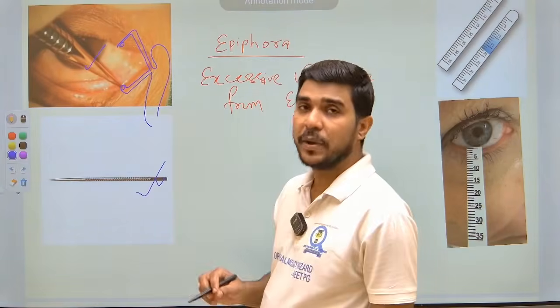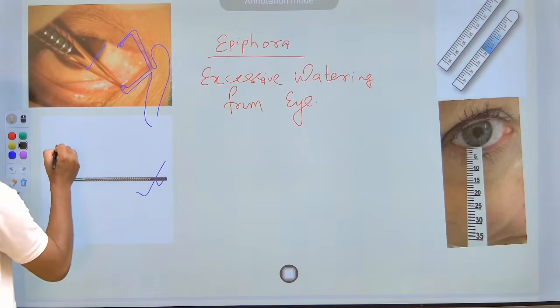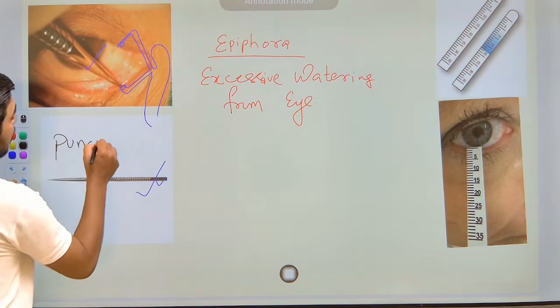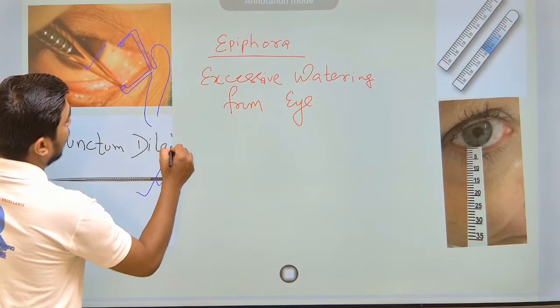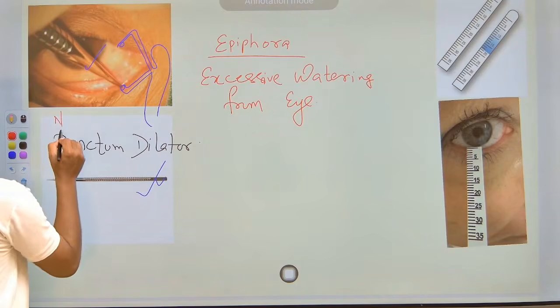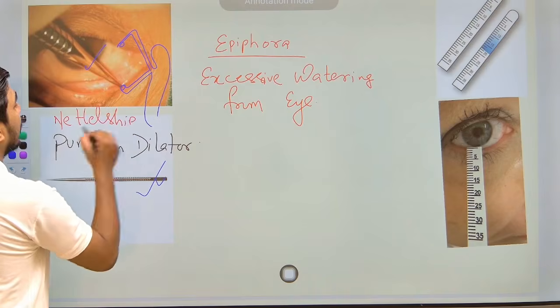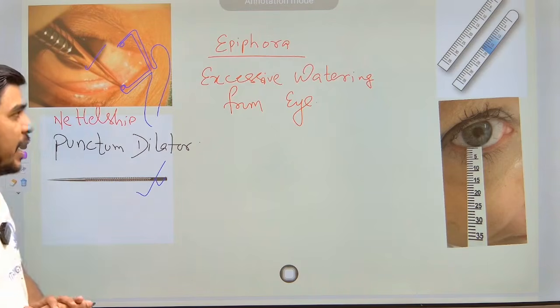What is this instrument? This is called punctum dilator. What is the name, full name? Nettle-Sip punctum dilator. So it becomes Nettle-Sip punctum dilator. Understood the point?